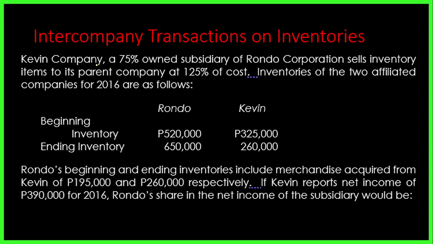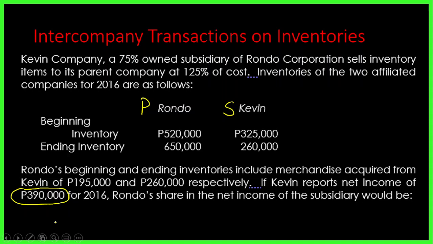Sabi niya, Kevin Company is a 75% owned subsidiary. So this is now the subsidiary. Rondo is the parent. In this case, sabi niya, Kevin reports net income of 390. So we need this. The share of Rondo will be 390 times 75%. But take note, we have to adjust that by intercompany sales, lalo na kapag meron tayong mga upstream sales.